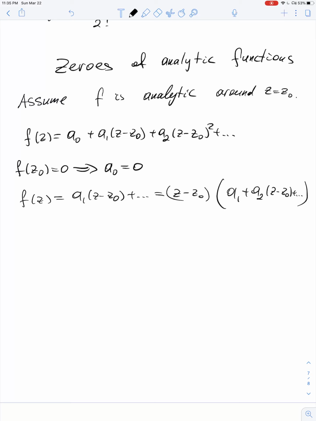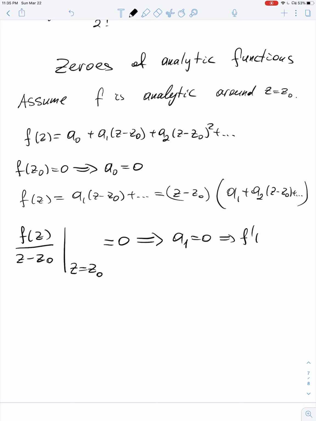So what does it mean that z0 has higher multiplicity? It means that if we divide by z minus z0, f is still 0. So for example, if we divide, it's still analytic. Okay, so we can easily plug z equal to z0, and assume it's equal to 0. This will imply that a1 is 0. And what's a1? a1 is the first derivative. And then z0 will be a 0 of multiplicity at least 2. And so on.